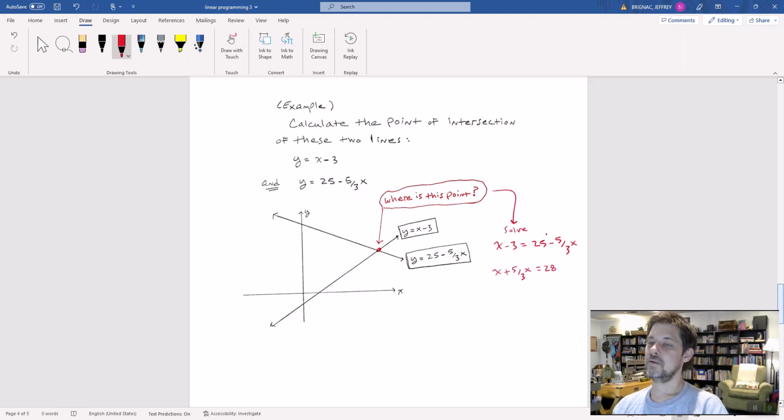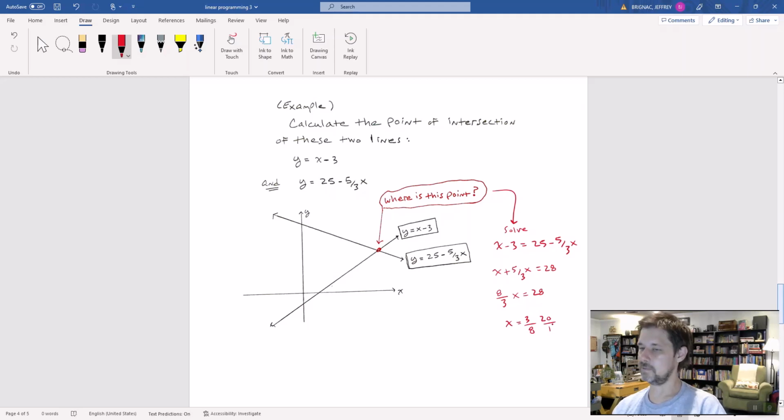Okay, and then I'll add these together. So 1x plus 5/3 x will be 8/3 x. If you add 1 and 5/3, you'll get 8/3. 3/3 plus 5/3 is 8/3. And then to solve for x, we'll multiply both sides by 3/8. And we'll get 3/8 times 28 over 1.